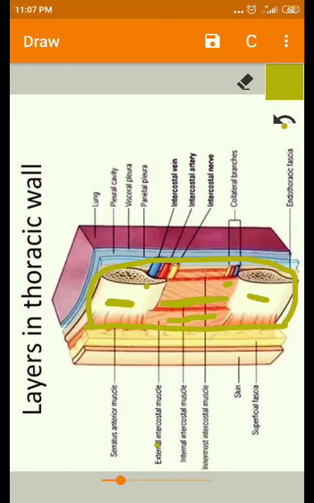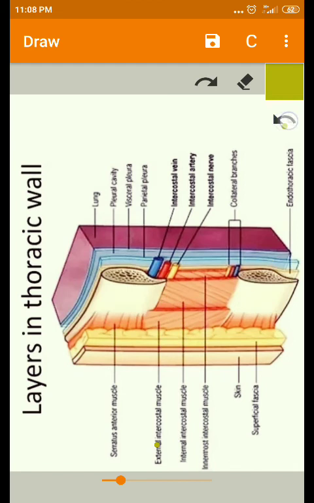After the internal intercostal muscle comes the vessels. These vessels are arranged from above downwards. First one is the vein, and then artery, and then the nerve. Vein, artery, nerve: V-A-N. That too, it is present on the upper part, that is the superior aspect of the intercostal space, and some collateral branches are present on the lower aspect. So first one is the external intercostal, internal intercostal, and then the vessels and nerves.